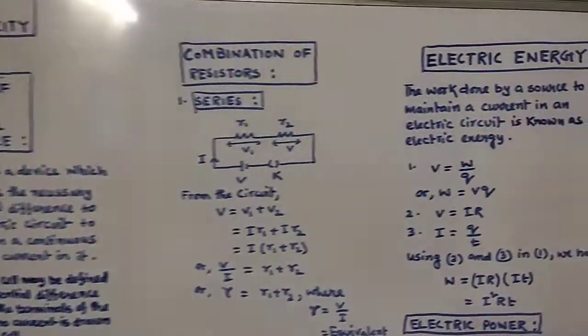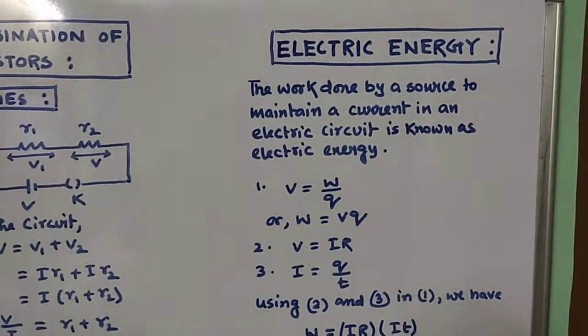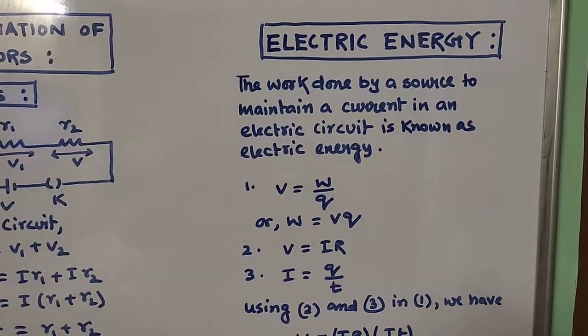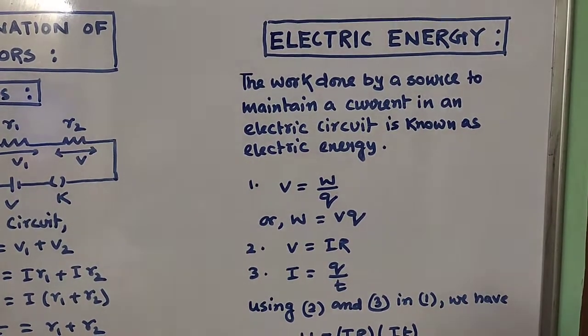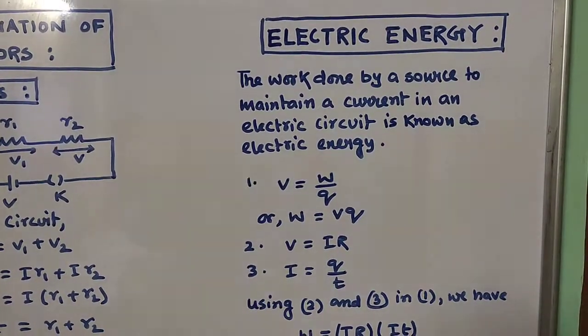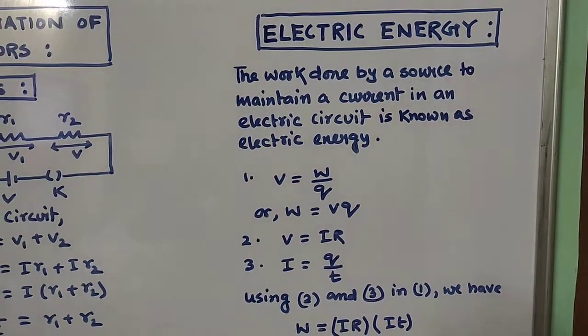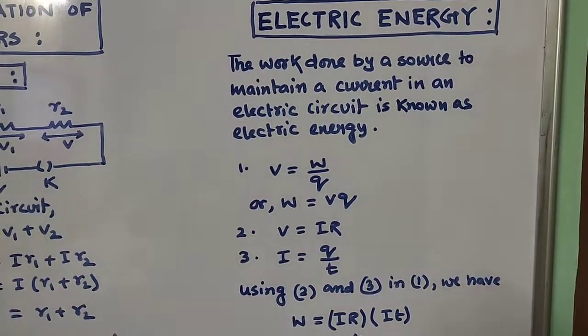The first topic which we are going to discuss is electric energy. Now what is electric energy? Let me try to define it by the statement. The work done by a source to maintain a current in an electric circuit is known as electric energy. Now the expression can be defined as we have given.